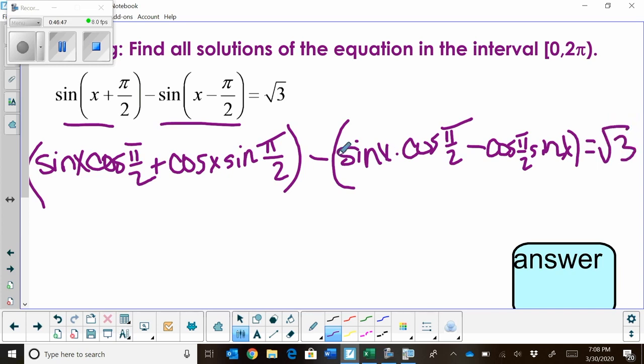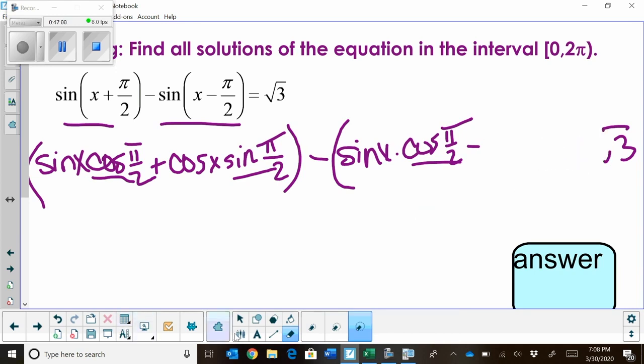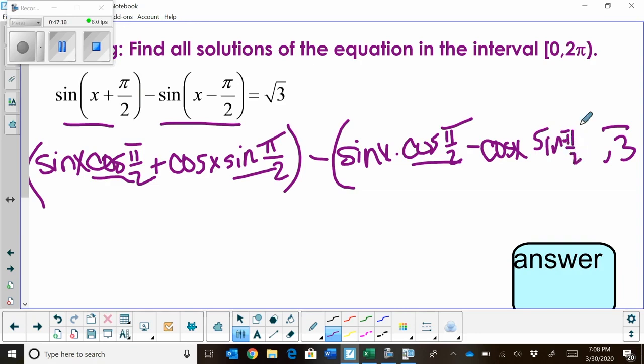Now, let's evaluate what we can. Well, we can evaluate all the ones that are sine and cosine of pi halves. I've got that last one backwards. Y'all didn't catch me. Let's fix that one. So this is going to be cosine x sine pi halves. See, when I'm not in the classroom, there's no one to catch my mistakes. Okay, so now let's evaluate the 4 terms we can evaluate.